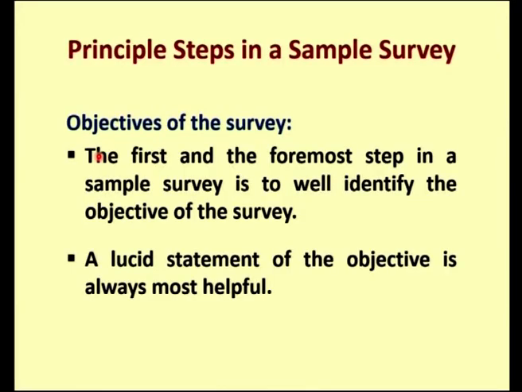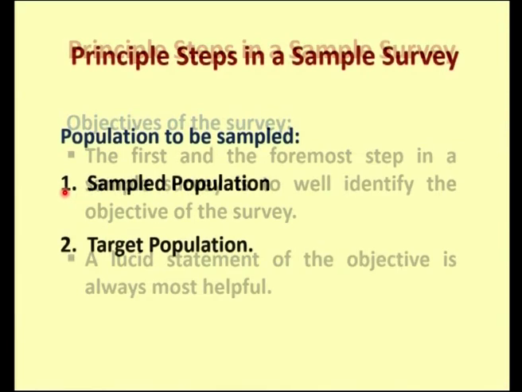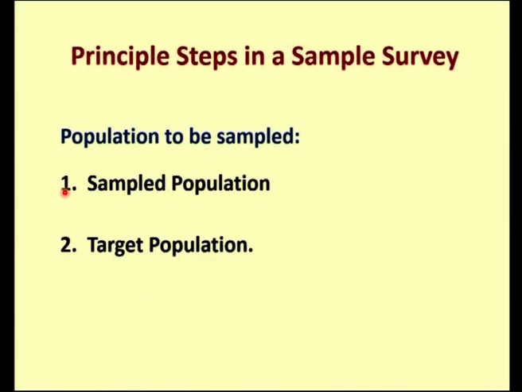This is supposed to be the first and foremost step in a sample survey, because based on this objective of the survey only we are going to infer about the population. So, it has to be identified and well defined. A clear statement of the objective is always most helpful for conducting a sample survey. The second important step is the population. We have two types of population, sampled population and target population. Sampled population is nothing but the population from which we are going to take a sample, and the target population is the population about which we are going to study.